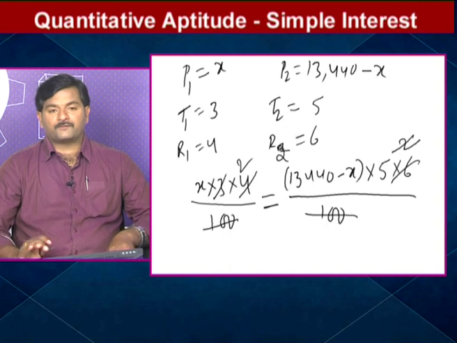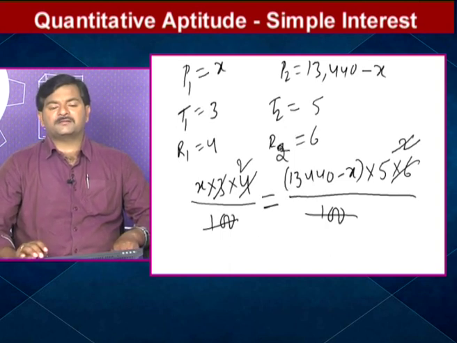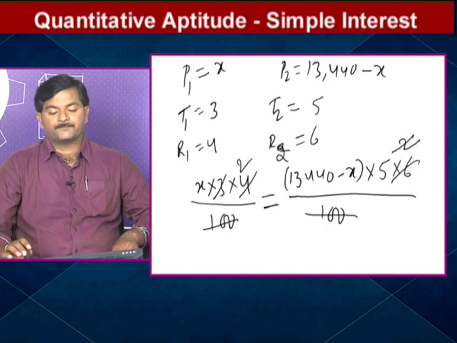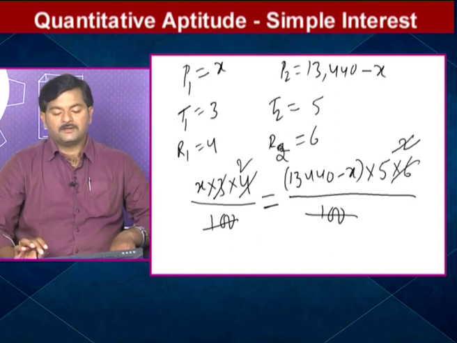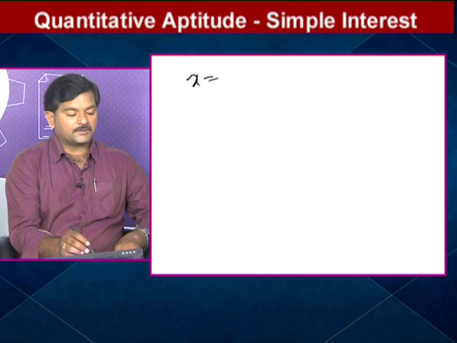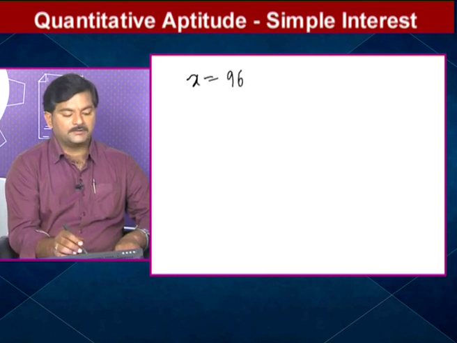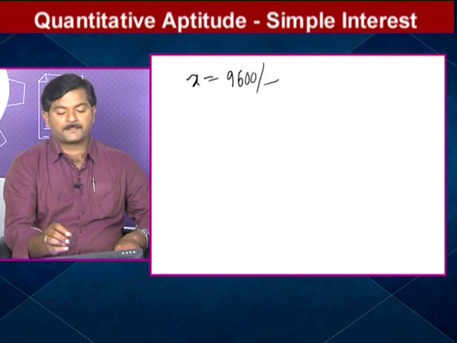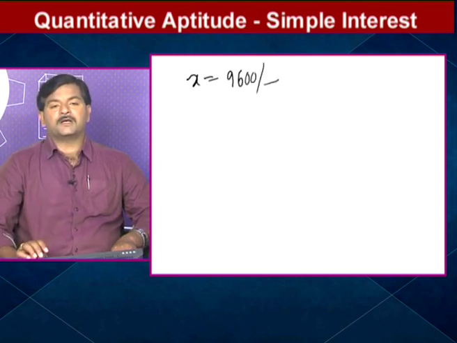Okay, so from this it's a mathematical calculation. If you will solve this by equating this equation, then you will get a quadratic equation. So solving that quadratic equation, you will get the first part, you will get the X value. So X value is obviously how much you will get? 9,600 rupees. You will get 9,600 solving for X.